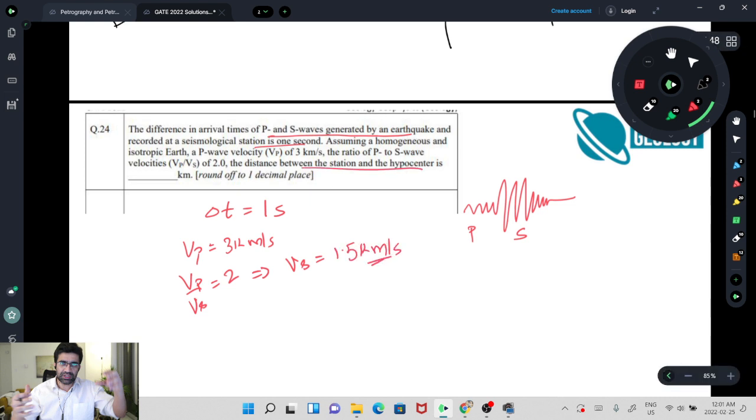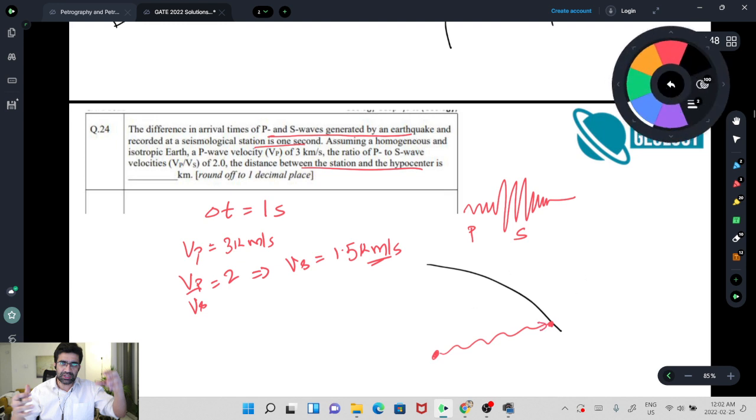So what is the distance between the station and the hypocenter? The earthquake occurred at the focus inside the Earth. From here to the recording station over here, these waves traveled. P waves arrived first. After that S waves arrived, so they're lagging behind. This is a very easy question. Let's say this is the station and this is the hypocenter or focus, which is basically the same thing.